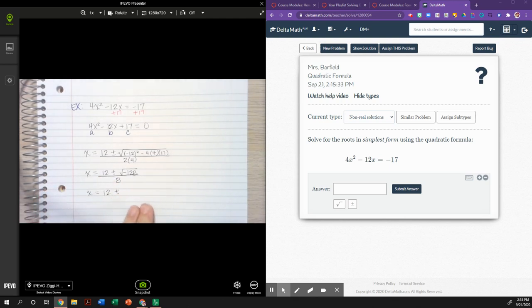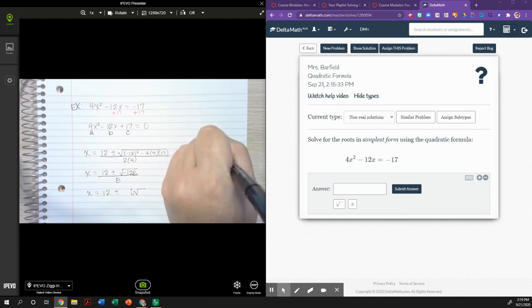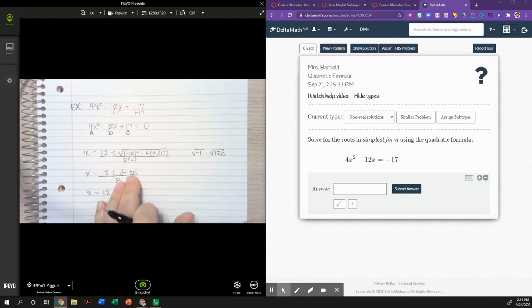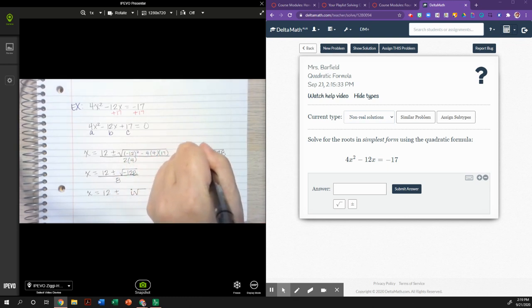I don't know what my situation is going to be with my square root, but I know that outside my square root I'm going to be writing an i, because when I'm taking the square root of a negative number, if you remember, the square root of negative 1 times the square root of 128, that's how you split this up in your mind. And then the square root of negative 1 is i, and then you have the square root of 128. Okay, so now I need to simplify the square root of 128.